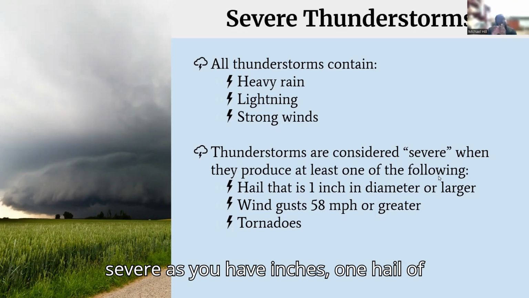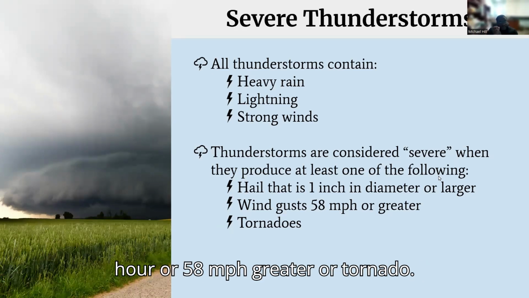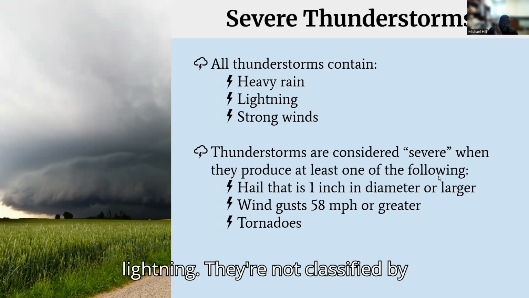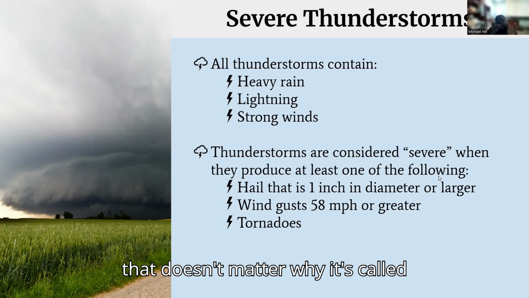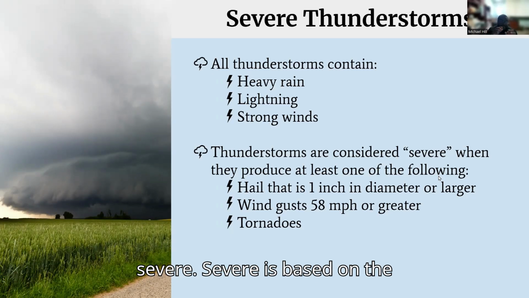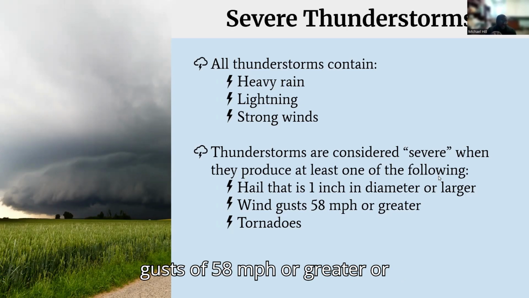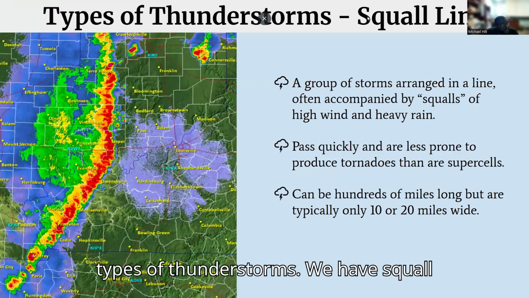They're only classified as severe if you have 1 inch hail in diameter or greater, winds of 58 miles per hour or greater, or a tornado. Those are the only things that can make a storm severe. Storms are not classified as severe by their lightning. They're not classified by heavy rain. That doesn't matter for why it's called severe. Severe is based on the presence of 1 inch hail or greater, wind gusts of 58 miles per hour or greater, or tornadoes.